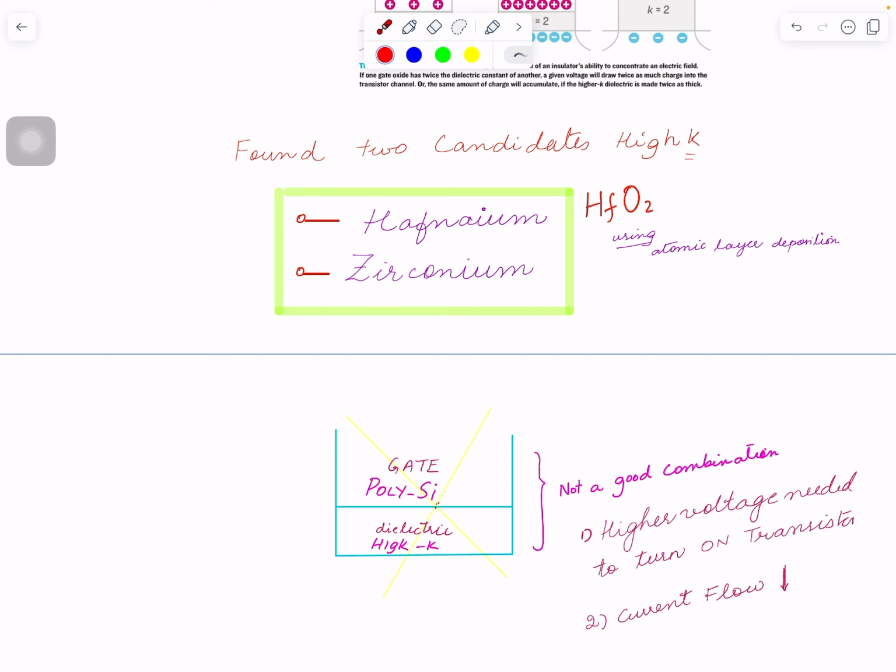Remember VGS minus VT: where VT goes up, your VGS is still the same, so your difference gets smaller. The delay depends on ID, which is proportional to VGS minus VT. This is called the overdrive current. In the linear case, it's a linear relationship. In saturation, it's a square relationship. And if you increase your VT, this overdrive gets smaller, so current decreases.